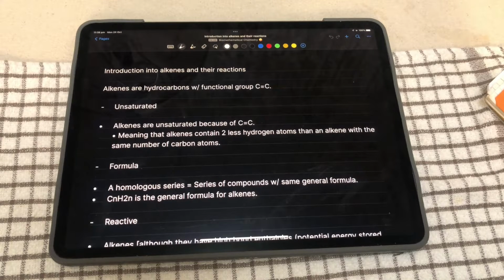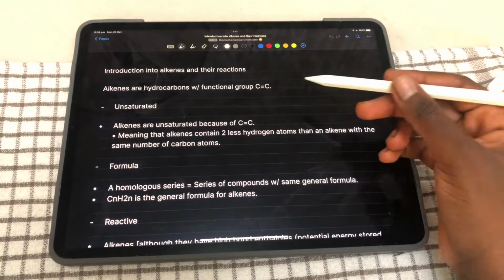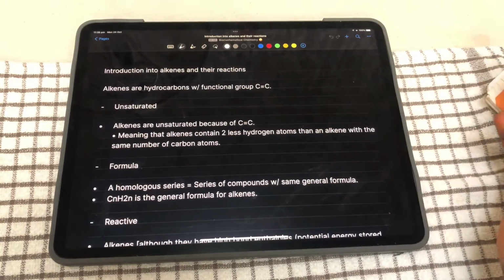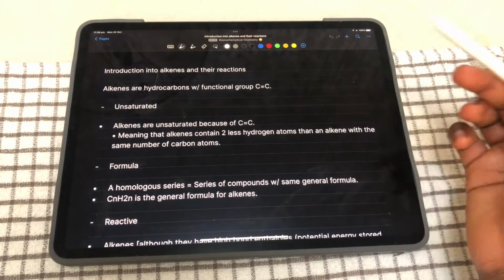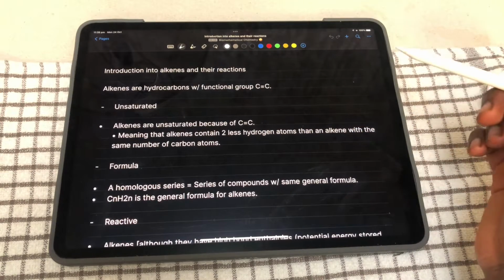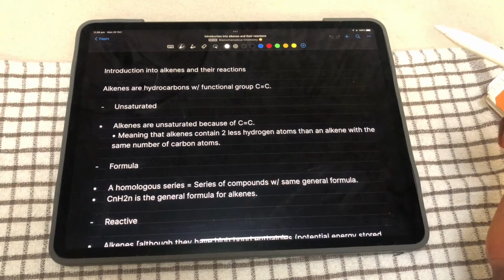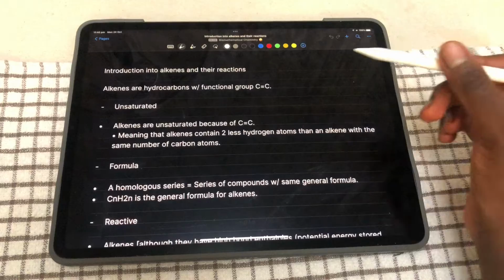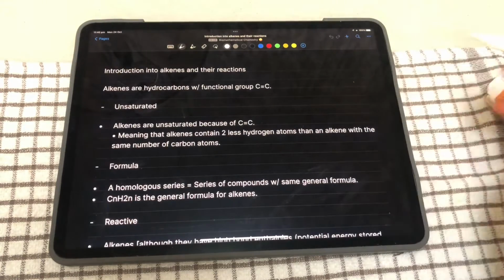So first of all, what are alkenes? Alkenes are hydrocarbons, but they have the functional group, at least one carbon-carbon double bond in their structure. It could be one or more. A hydrocarbon, which you already know, is a compound of only hydrogen and carbon. If one of the bonds is a carbon-carbon double bond, if there's one of those or more than one, it's an alkene.